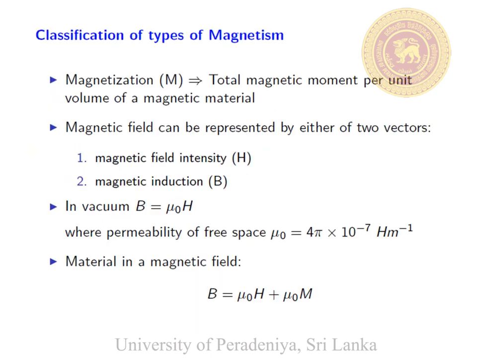In a vacuum, magnetic induction B is equal to mu naught H. In a material, the magnetic moments also create a magnetic field. So inside a material, the magnetic induction B is equal to mu naught H plus mu naught M. Here mu naught M is the magnetic induction created by the magnetic moments in the material.